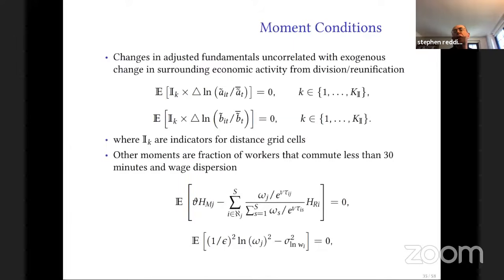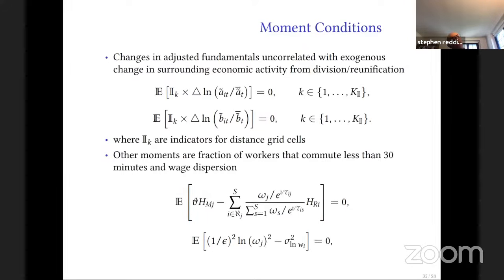What are the moment conditions? Well, we're going to use the assumption that the change in the exogenous part of productivity, the production fundamentals, and the change in the exogenous part of amenities, the residential fundamentals, are uncorrelated with the exogenous shock of division. In particular, we're going to assume that these log changes in production and residential fundamentals are uncorrelated with indicator variables for distance grid cells to the pre-war CBD.